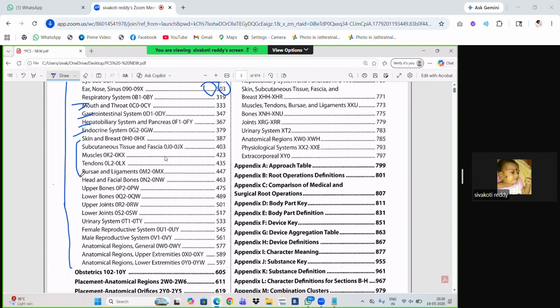While we are coding mostly lacerations and debridements, you will get this type of body systems. While we are coding the debridement and laceration repairs, we need to check at what depth they are performing. Then bones, we have three body systems: head and facial bones, upper bones, lower bones. Okay, then upper joints, lower joints.